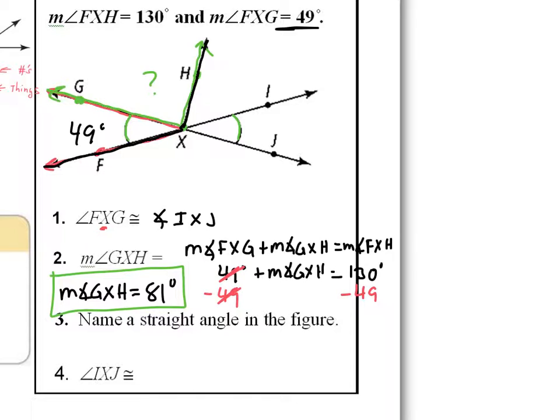What's really another name for a straight angle? A line, exactly. But they are asking for a straight angle, so therefore we can't name it like a line. We have to name it like an angle. Okay? So we're looking for lines. There are actually 2 lines in this diagram, so therefore we could name 2 different straight angles. Anybody name one of them for me?